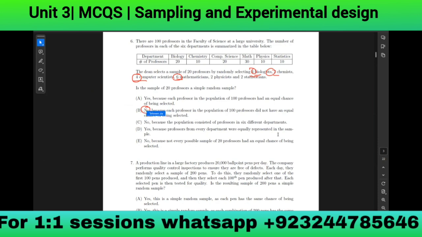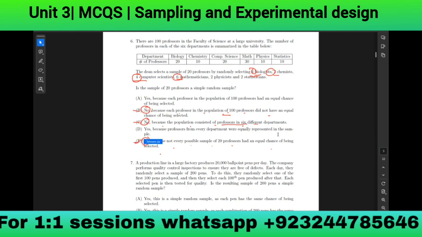The answer is no. So you have three options: 1, 2, 3. Now, which one is correct? Yes is not the correct answer. No is the correct answer because there is not an equal chance of being selected. Now, there are three options that are giving no. So, which one is the correct one? E1 is the correct one. Why? Because no, not every possible sample of 20 professors has an equal chance of being selected. The second one says because each professor in the population of 100 professors did not have an equal chance. So this is not the case. Then no, because the population consisted of professors in six departments. So this is not a valid reason. So E1 is the correct answer.